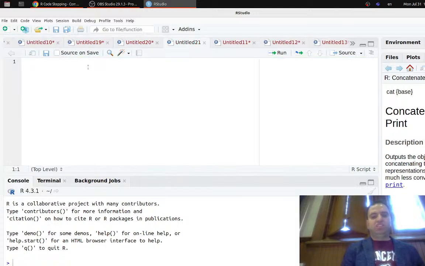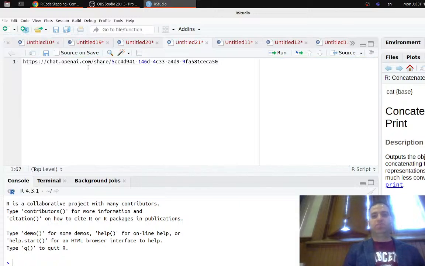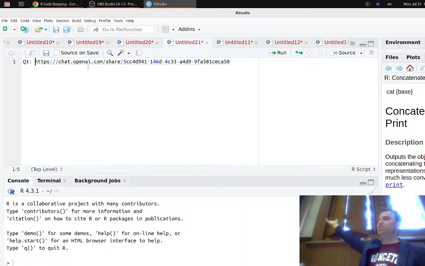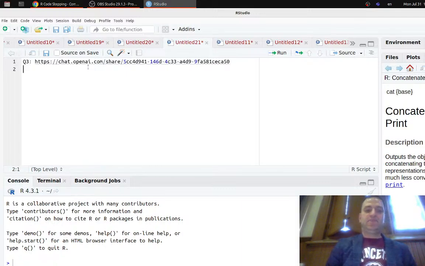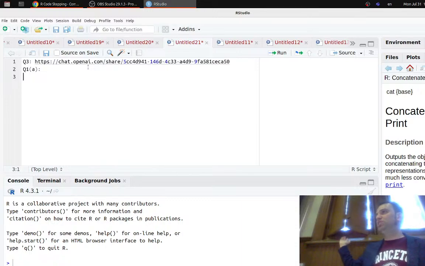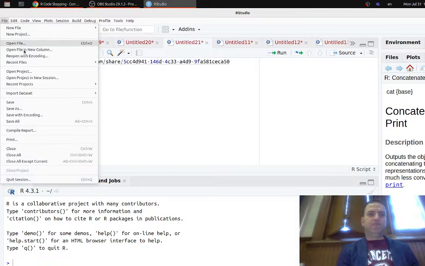And you can do it however you like. You can submit whatever you like, but the way I would prefer it is if you just made a new file, maybe in RStudio, and said, okay, this is not Q1 but Q3, and then say, this is the link. And then for Q1A, you would give another link, and for Q1B, you would give another link, and so on. And I'll just save this file somewhere.